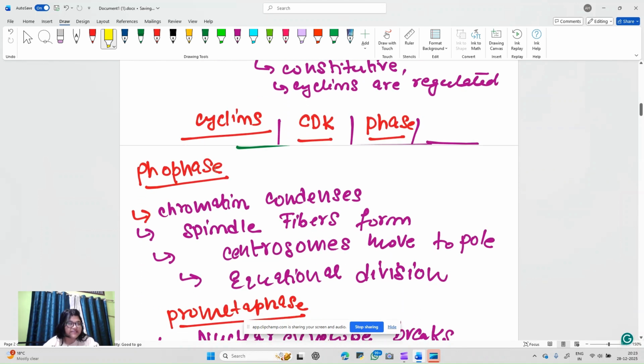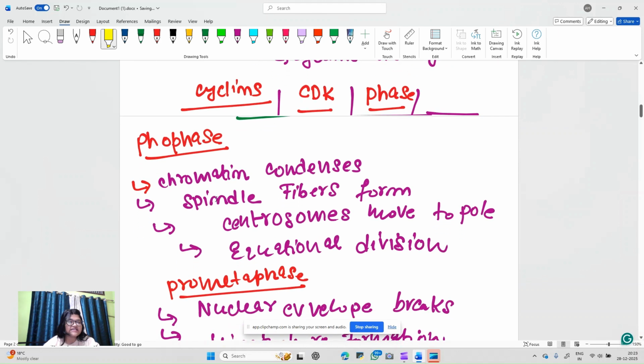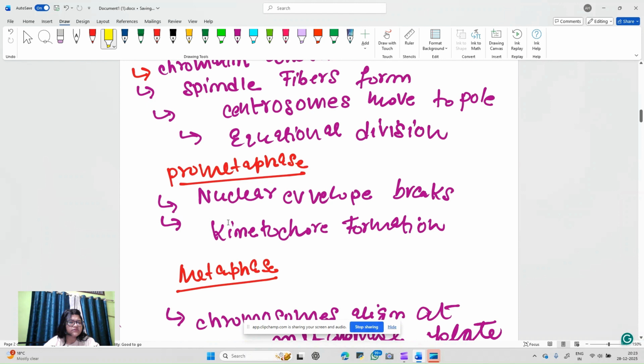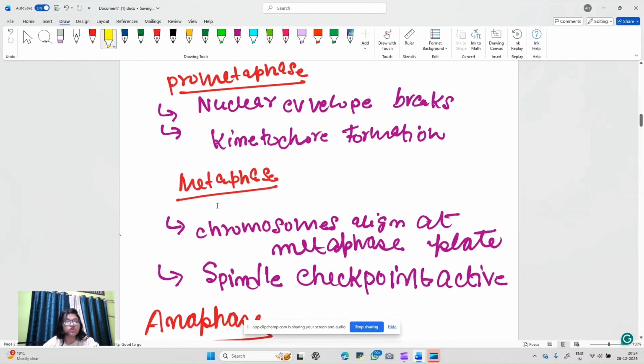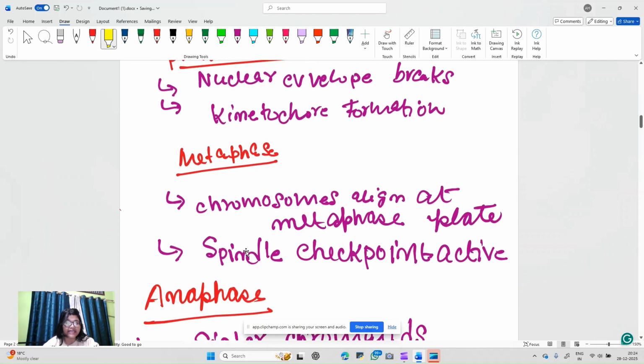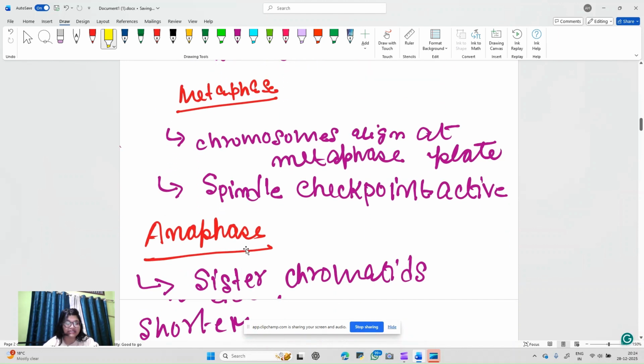We will come to prophase, which is a part of mitosis and meiosis as well. In prophase, chromatin condenses, spindle fibers form, centrosomes move to the poles, and equational division takes place. We have prometaphase as well, where the nuclear envelope breaks down and kinetochores form. In metaphase, chromosomes align at the metaphase plate and spindle checkpoints get activated.